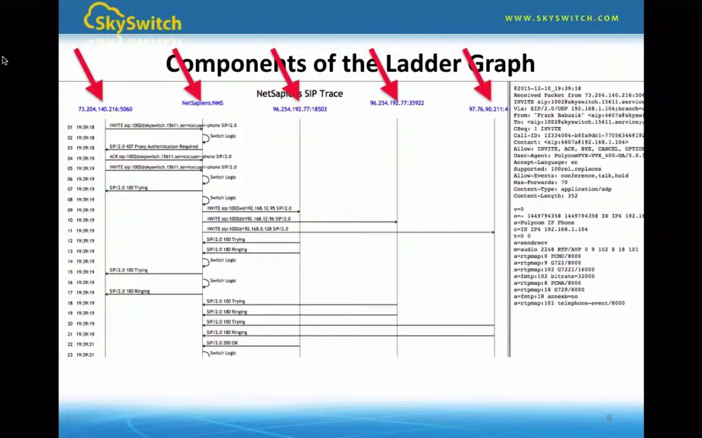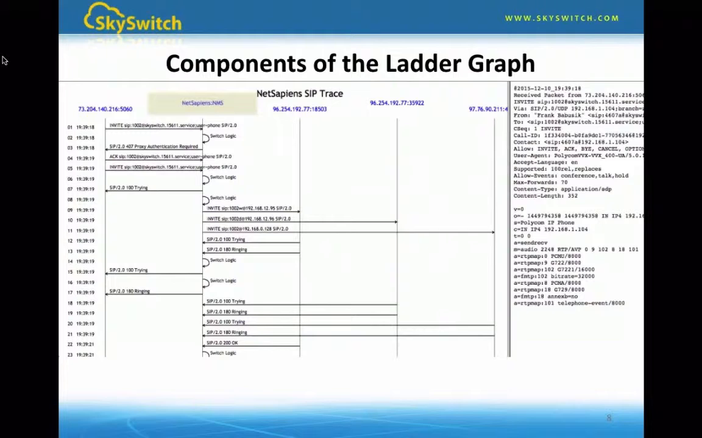The next vertical line says NetSapiens NMS. Then to the right of that, you have 3 vertical lines. You'll notice that 2 of them have the same IP address, 96.254.192.77, which is there twice. And then all the way on the right, you have another IP address, 97.76.90.211. The reason the 2 vertical lines in the middle have the same IP address is that they represent 2 different SIP phones that are behind the same router. Of course, the different port numbers allow the system to communicate with each one separately.